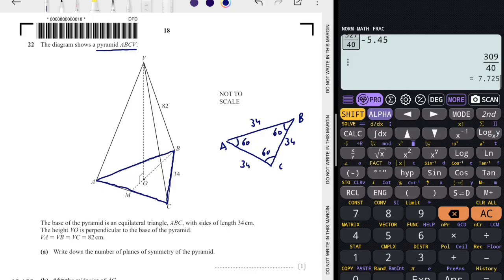The height VO is perpendicular to the base of the pyramid. So this is the height, that is VO, and that is perpendicular to the base of the pyramid, and it is making a 90-degree angle. And VA is equal to VB is equal to VC is equal to 82 centimeters. So all three sides would be 82. This is 82 and this is 82 as well.